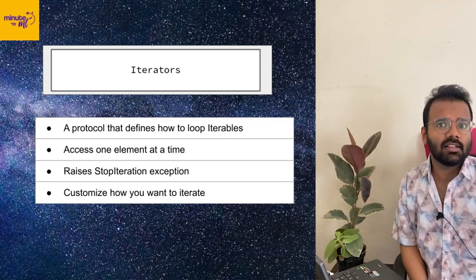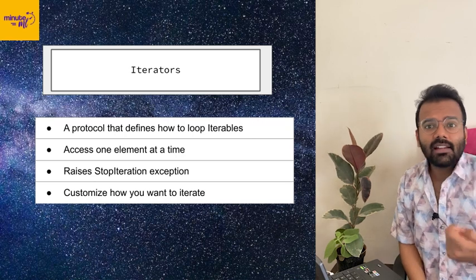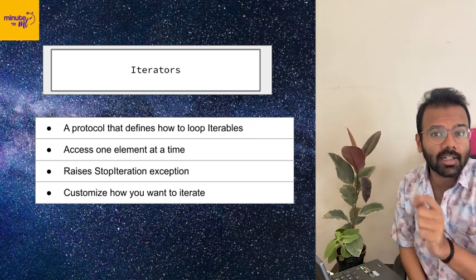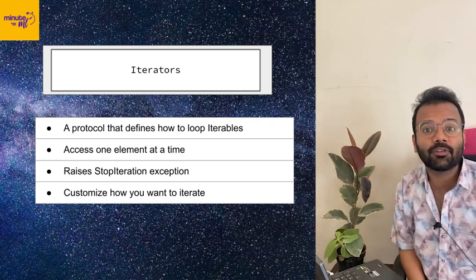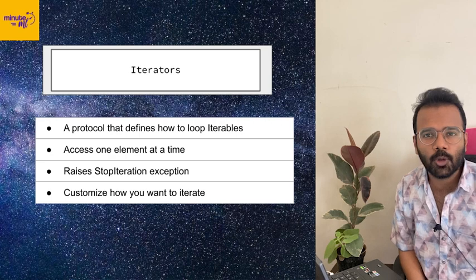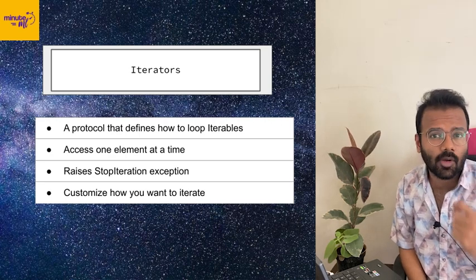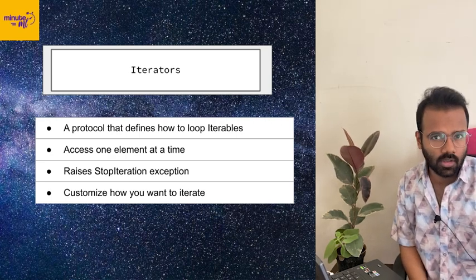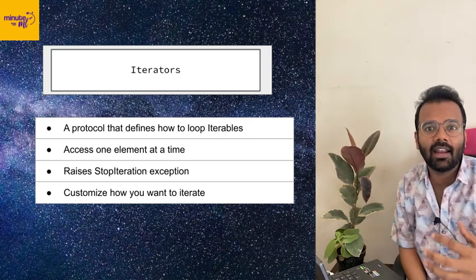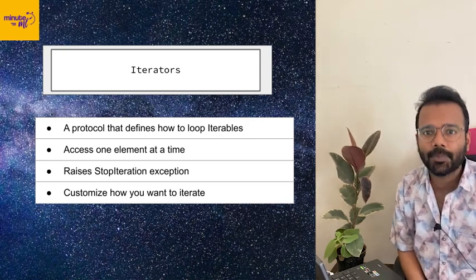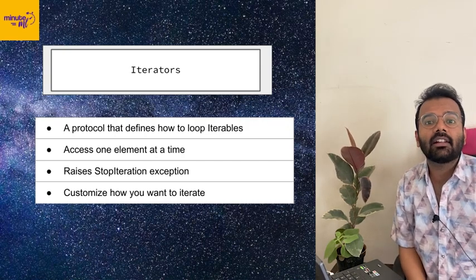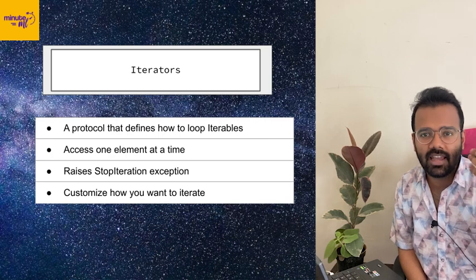So what is an iterator object? An iterator is essentially a protocol that tells you how to iterate over an iterable. It also specifies that you can access only one element at a time, given that you have an iterator. The same iterator object cannot be used over and over, but instead once you have looped over the items, you have to discard the iterator and create a new iterator object. And whenever there are no more elements to iterate over, the iterator raises a StopIteration exception.